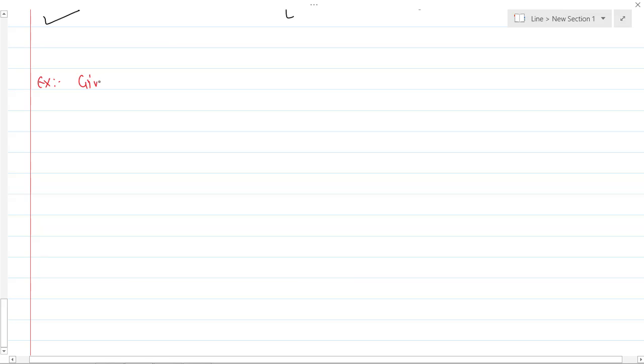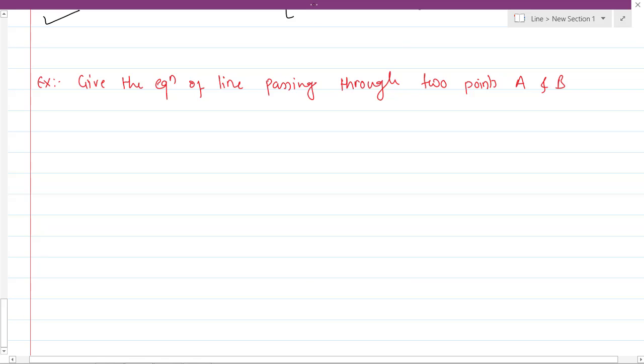Give the equation of the line passing through two points A and B, and these both points are the known points.